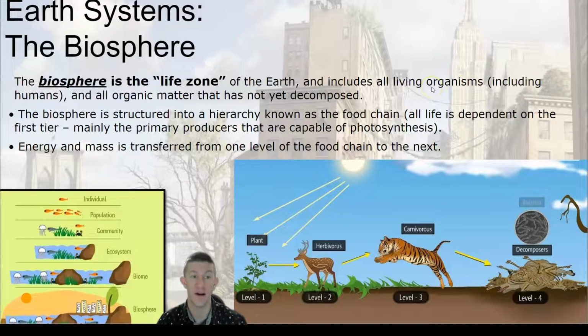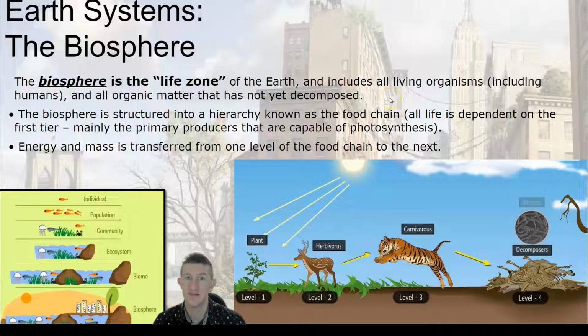Next, we're looking at the biosphere. And the biosphere is what we can think of as the life zone of the Earth. So all of the living organisms. This includes humans and organic matter that is yet to decompose in the soil. So all of our bacteria and things like that are all part of the biosphere.